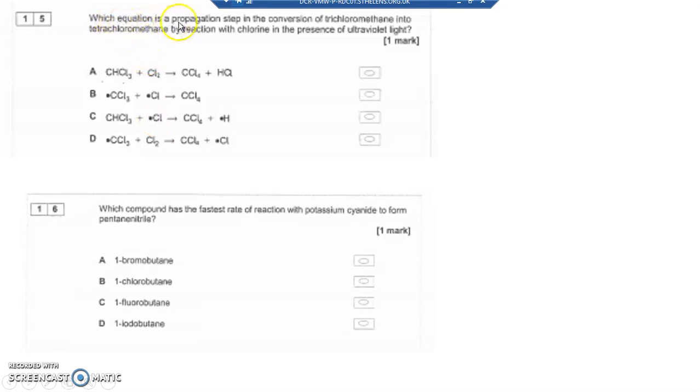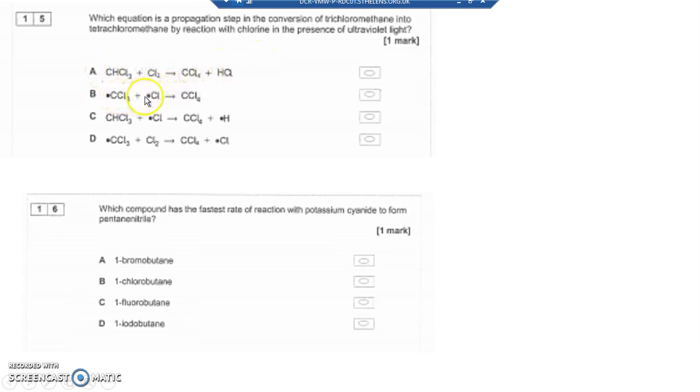Question 15 and 16. Which equation is a propagation step in the conversion of trichloromethane into tetrachloromethane by reaction with chlorine in the presence of ultraviolet light? So if you've got chlorine in the presence of ultraviolet light, you've got free radicals. You've got atoms or groups of atoms with a dot, an unpaired electron on there. So A is definitely not it, because that's not even a free radical reaction.